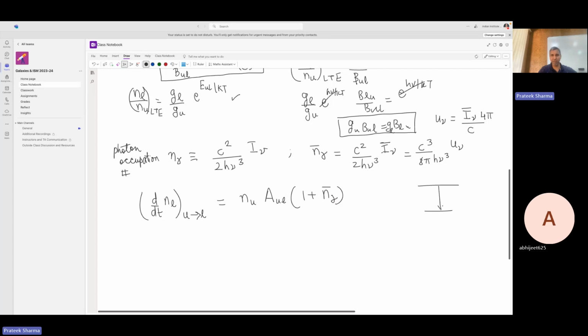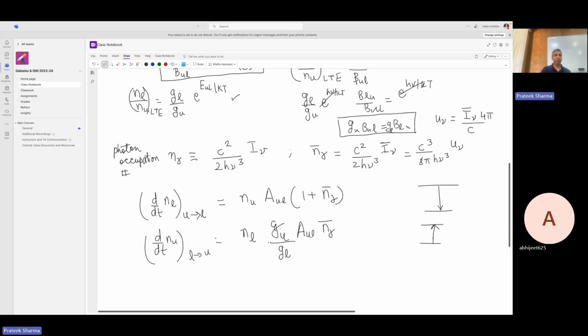These are the transitions from upper to lower state, and dn_U/dt for L to U is equal to n_L times g_U by g_L times A_UL times n gamma bar. This is absorption. So the second equation is basically these transitions.